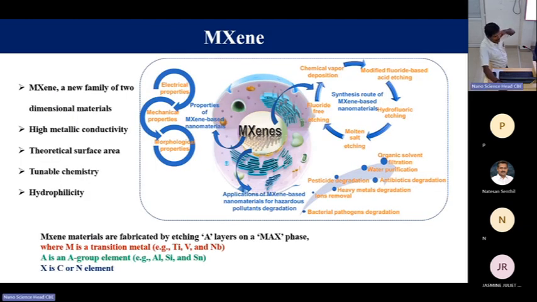These are the MXenes. Again, you can see M is actually the transition metal. The formula is M, A, X, there is a MAX phase and one more phase. Here the metal is titanium, vanadium and niobium like that. A is the A group element that may be aluminum, silicon or tin. And X is carbon or nitrogen. We can prepare MXenes with titanium, vanadium or niobium, again based on your own applications.